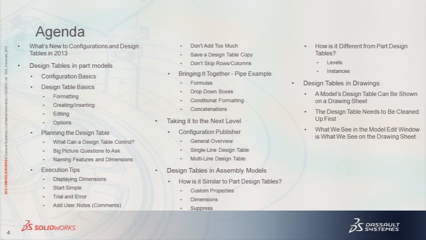There are different tools that we can use now, such as the configuration publisher, and it's a great tool to use. We'll talk about the different options for that and give you a general overview of it as well. Then we're going to get into design tables and assemblies, how they're similar and how they're different to our part design tables. And the last thing that we're going to bring up is design tables and drawings and how we can incorporate all of that in there. And if we've got time at the end, we'll open up for Q&A as well.